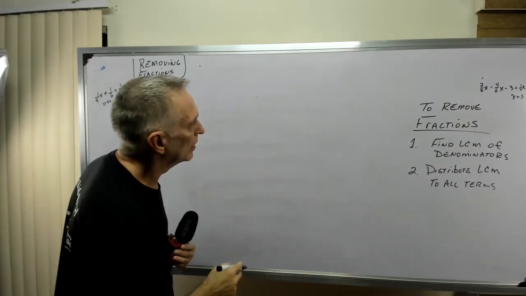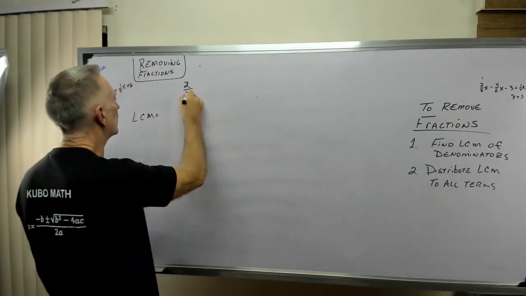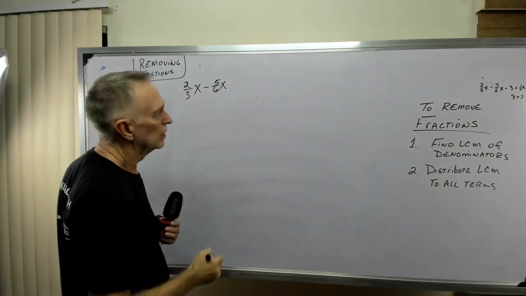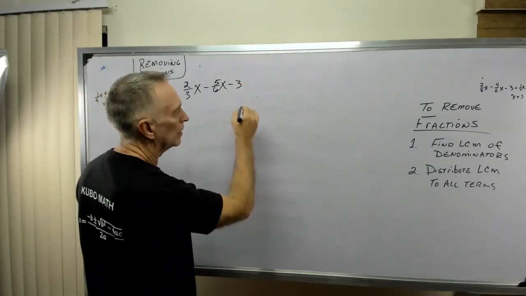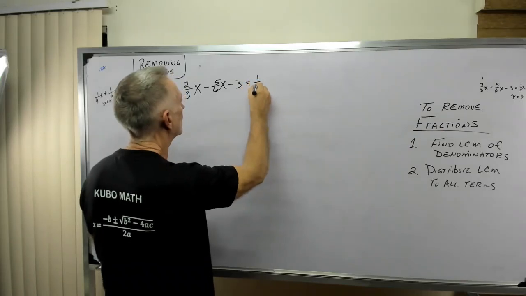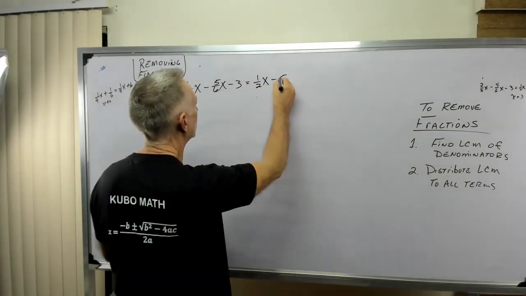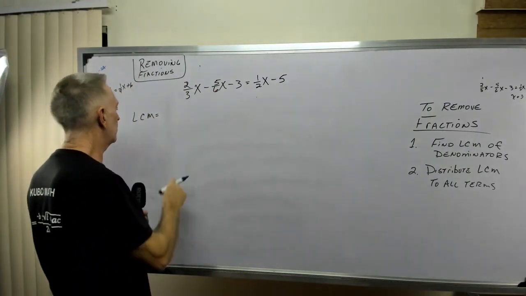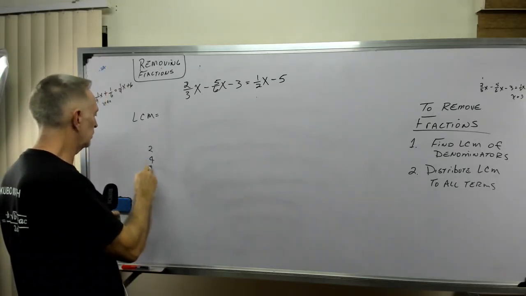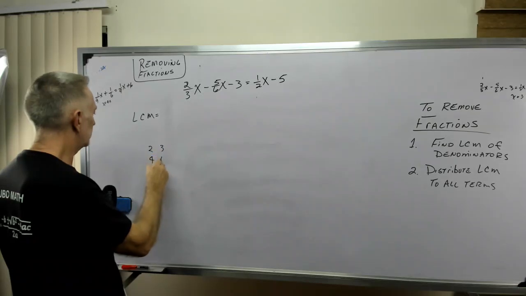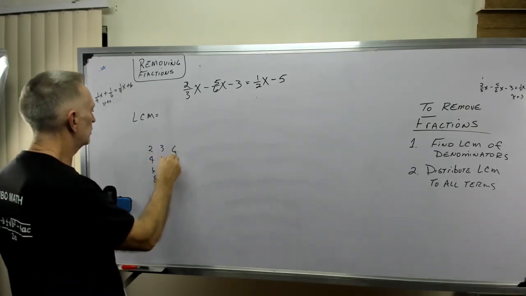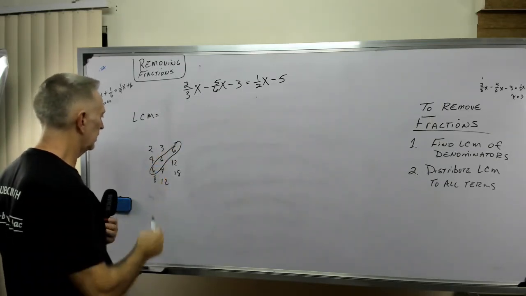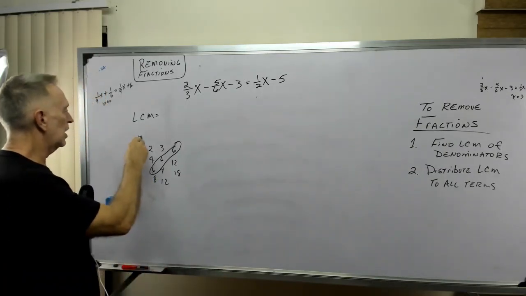Okay, we have 2/3 x minus 5 over 6x minus 3 equals 1/2 x minus 5. Whoa. Okay, we have a 2, 6, and a 3. Well, immediately you can say 2, 4, 6, 8; 3, 6, 9, 12; 6, 12, 18. You'll notice there's a 6 right there. So now I know my least common multiple is 6.